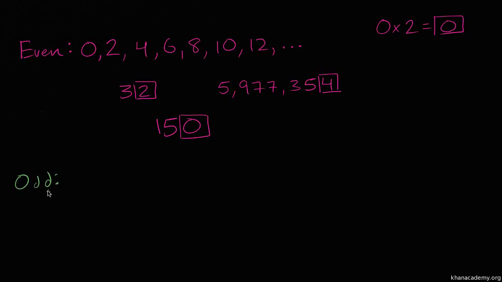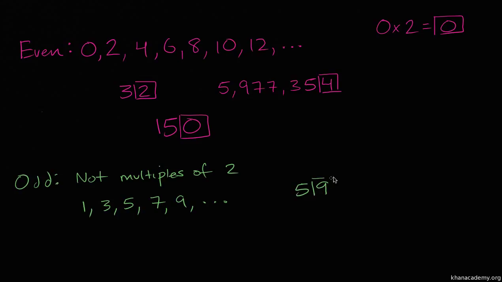So what are odd numbers? Well, one way to think about them is they're the numbers that aren't even. So not multiples of 2. So what are some examples of odd numbers? Well, 1, 3, 5, 7, 9, and of course you can go on and on. And just like we could look at the ones place to spot an even number, you can also look at the ones place to spot an odd number. The number 59, well, I have a 9 over here in the ones place. 9 is odd, so this is going to be an odd number.